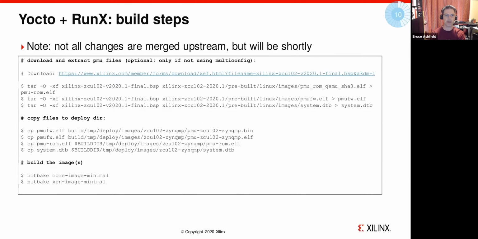All right, next. And then, here it is. This is just a matter of showing this. Skip all this other stuff, it's just preamble: if you weren't using multi-config, Xilinx has some pre-built components for our boards that you can use. But the important thing is you just really bitbake xen-image-minimal, and that will iterate through and build everything that you need for a working platform.